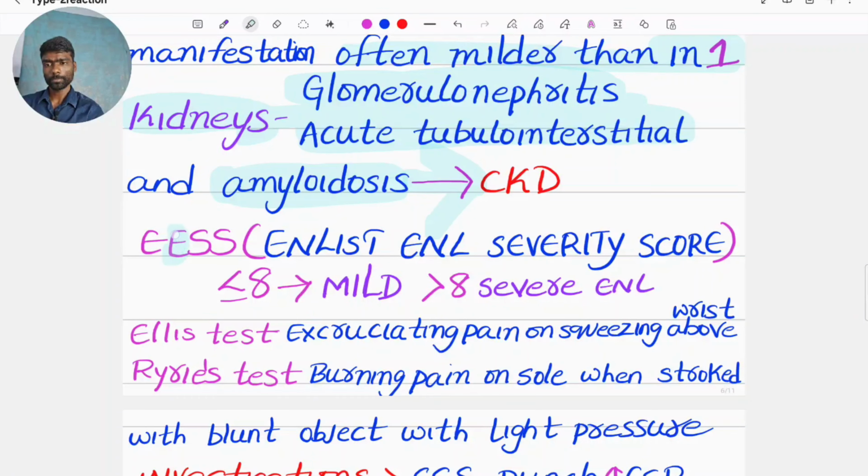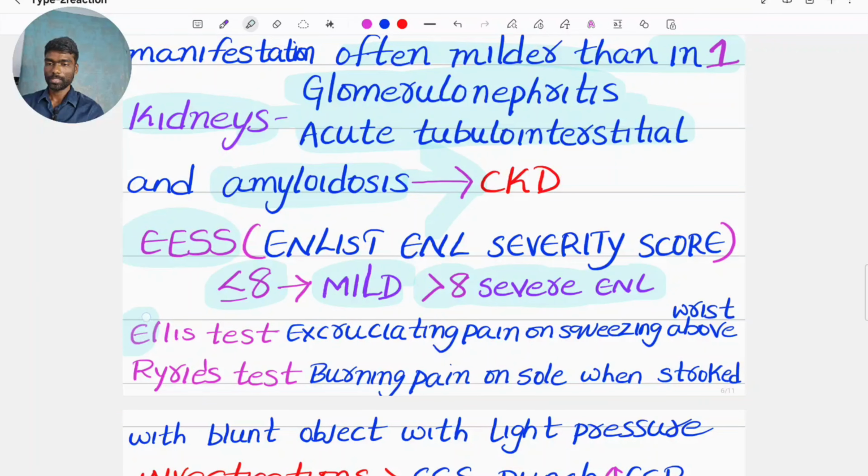Enlist Erythema Nodosum Severity Score, EENS. Based on all these features except arthritis and some others, we will calculate a score which, if it is less than or equal to 8, we will classify it as mild. More than 8, meaning 9, 10, we will classify as severe. Only two classifications, mild or severe, that's it.